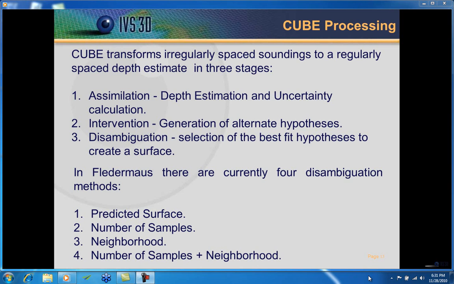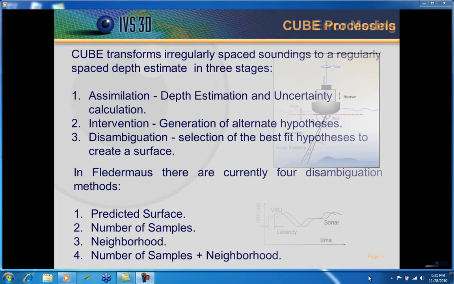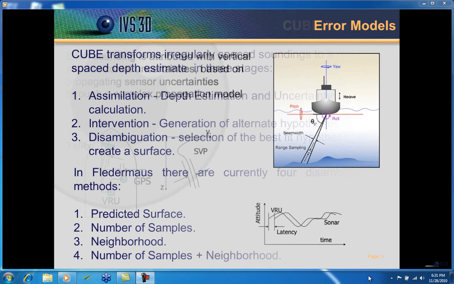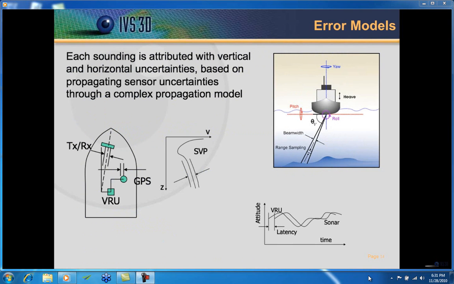The first thing that CUBE needs is an error model. It needs a horizontal and a vertical error for every beam. And that is given by how accurate your motion sensor is, how accurate your GPS is, how accurate your tidal prediction is, or if you're on RTK, that'll make it more accurate, and how good your sound velocity is. None of these are going to change the value of the depth measurement that is in the data set. The depth measurement is completely different to this. This is calculating an error associated with that depth measurement. And that's quite an important point to remember.